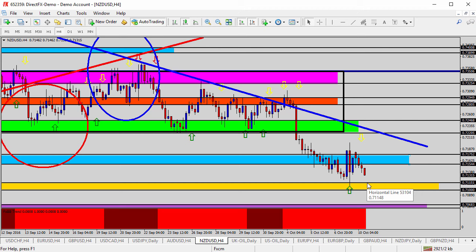No reason to go long, though. There's no reason to look for a reversal, at least at the current moment. So we'll keep an eye on it, but at least at this point, not really looking for any trading opportunities on the New Zealand dollar this first part of the week.